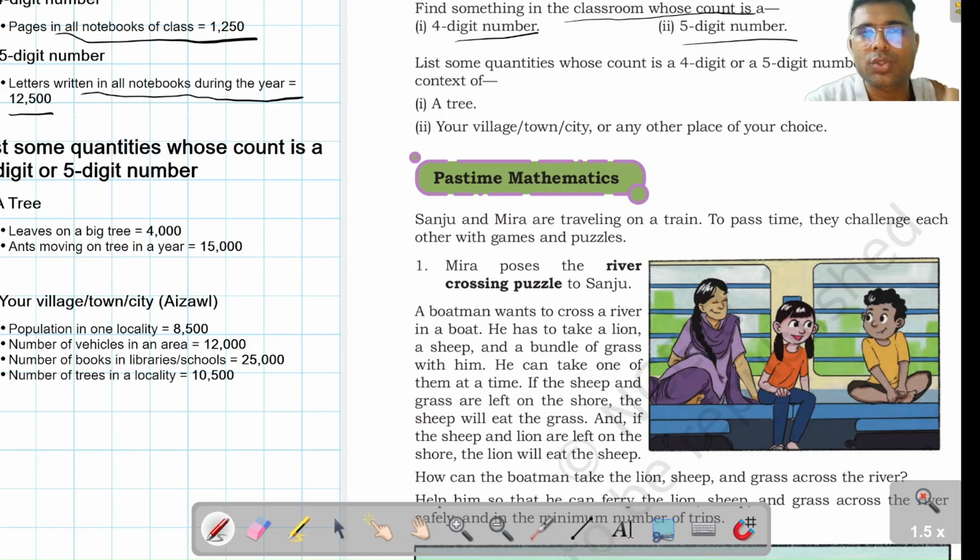Next question is बच्चों, list some quantities whose count is a 4-digit and 5-digit number in context. A tree. ट्री में बच्चों जो है 4-digit नंबर क्या होगा? So leaves on a big tree बच्चों, it will be a 4-digit number obviously. And ants moving on a tree in a year, it will be a 5-digit number.